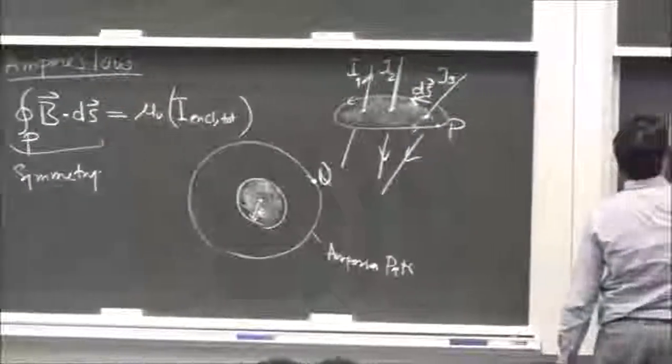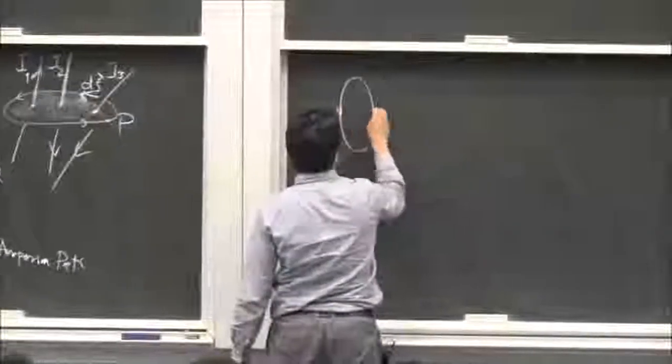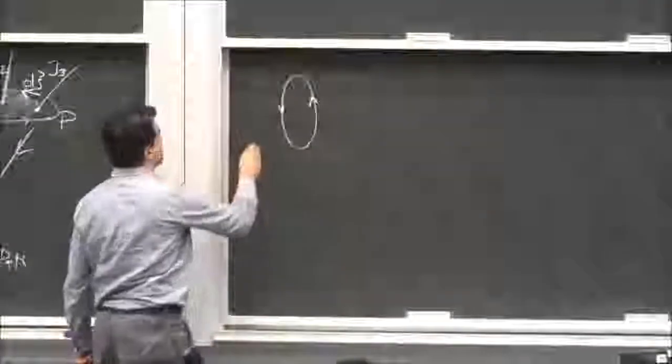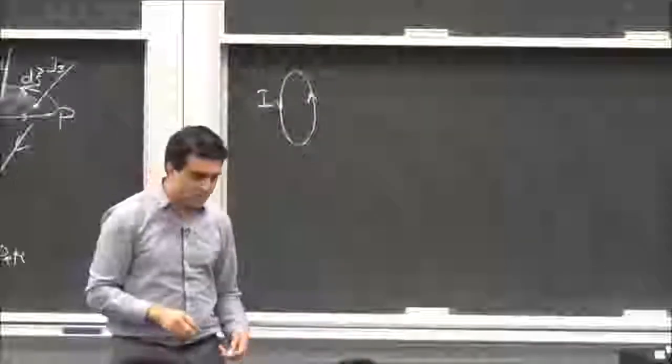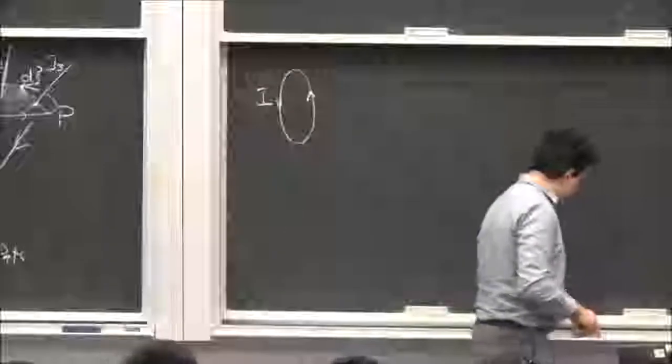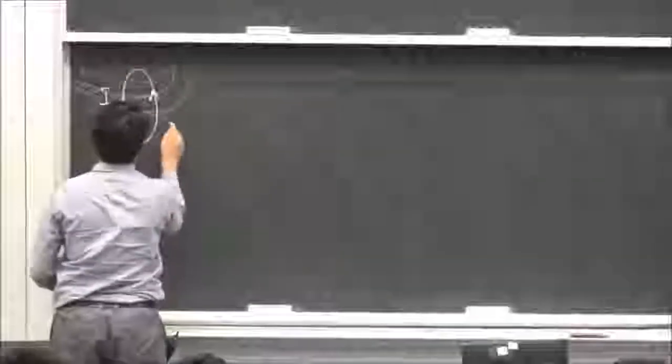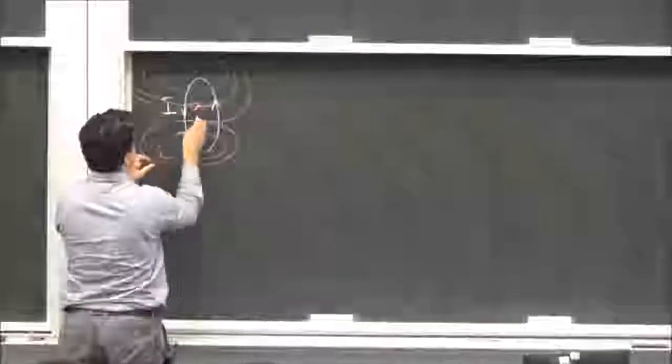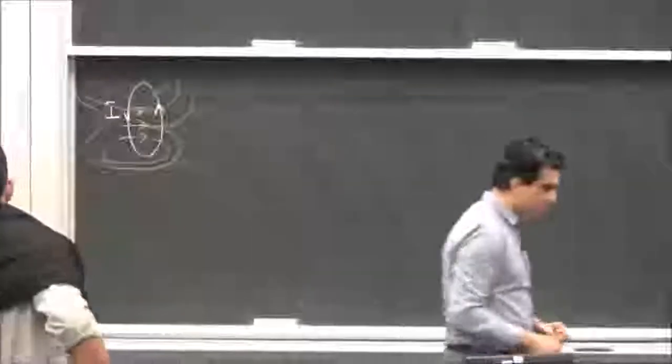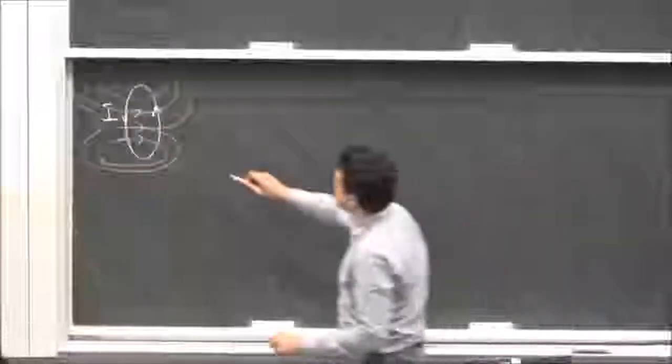We already found, using Biot-Savart, the magnetic field due to a current coil, and the magnetic field turned out to be, as I plotted several times, something like this. In the middle you have a more or less uniform field inside the coil, and the direction of the field is given by the right hand rule. If your fingers are around the current, then the thumb will give you the direction of the field inside the coil. So you have a more or less uniform field here.